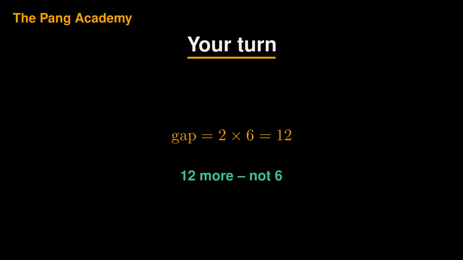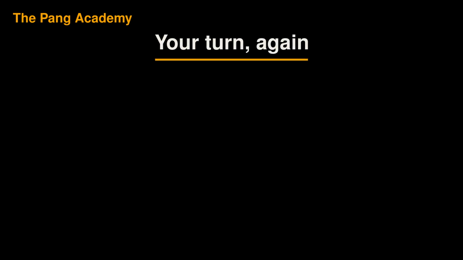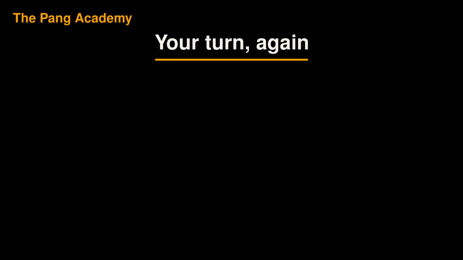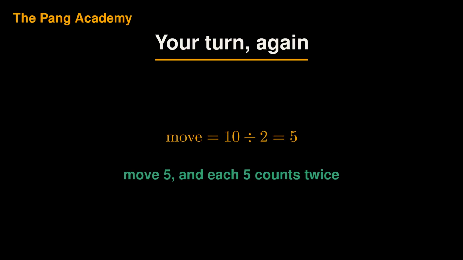Same trap, same fix. One more, the other way round. 2 piles differ by 10. How many pencils do you move across to make them exactly equal? Use half the gap, pause and try. Move half the gap, which is 5. Those 5 come off the bigger pile and land on the smaller, closing the whole 10. Not 10, just 5, because every pencil you move counts on both sides.